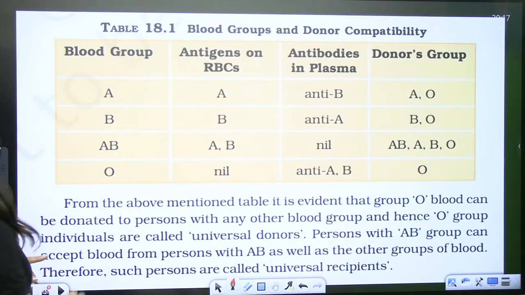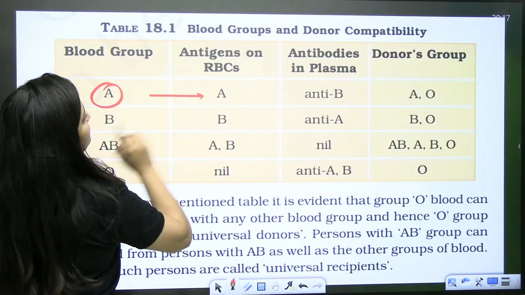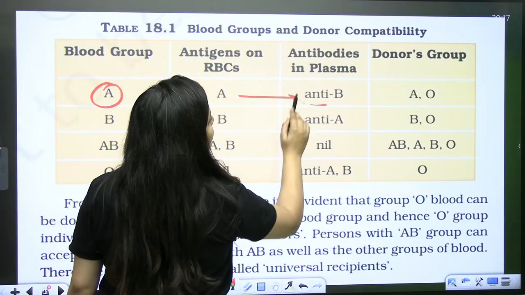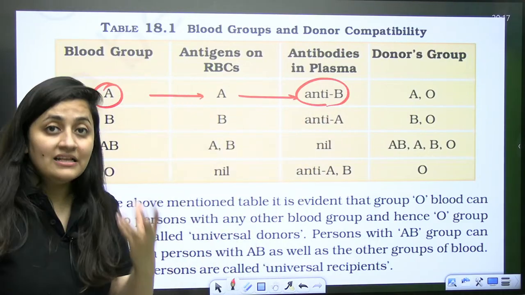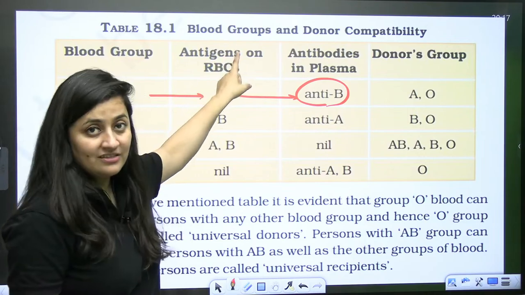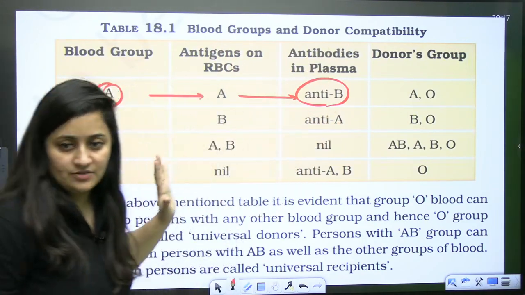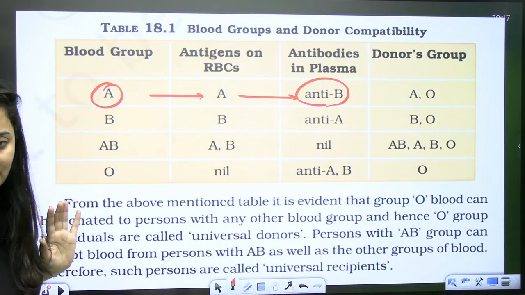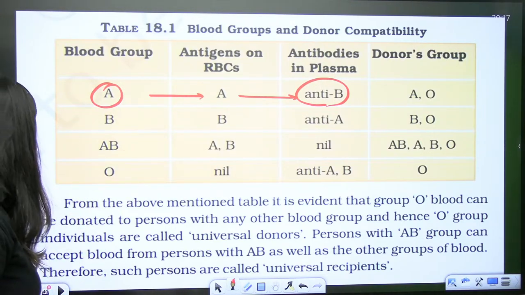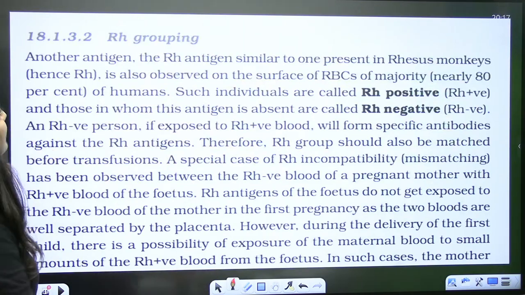So now this table is important. Blood group is A, antigen present is A, antibody in plasma, anti-B. Whenever you answer such questions, make sure you check this part. Antigen is on the RBC surface, antibody is in the plasma. That's what you need to remember. Clear? So now the next part is Rh grouping.